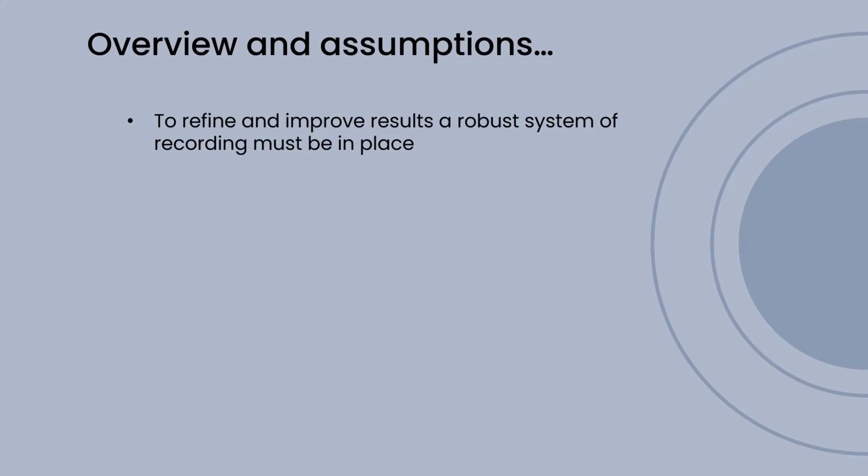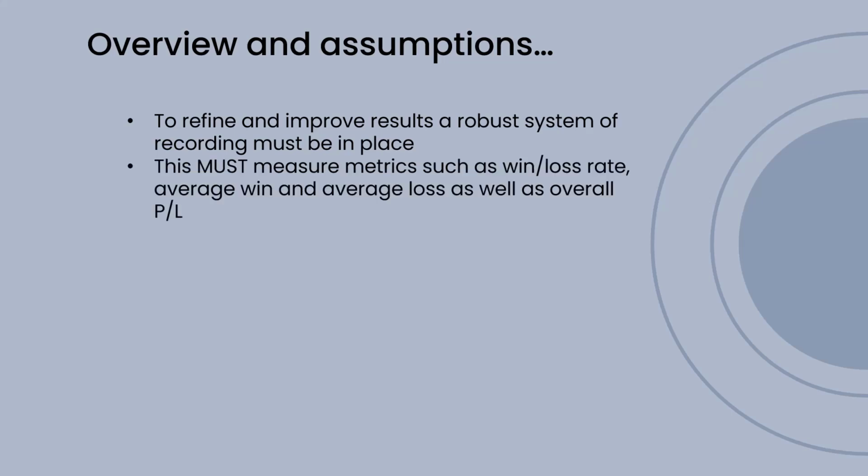First of all, to refine and improve results, a good system of recording must be in place. This must measure metrics such as win-loss rate, average win, average loss, as well as the overall profit loss. And of course, it's worth bearing in mind that profit loss is actually a result of those four factors: win rate, loss rate, average win, average loss.